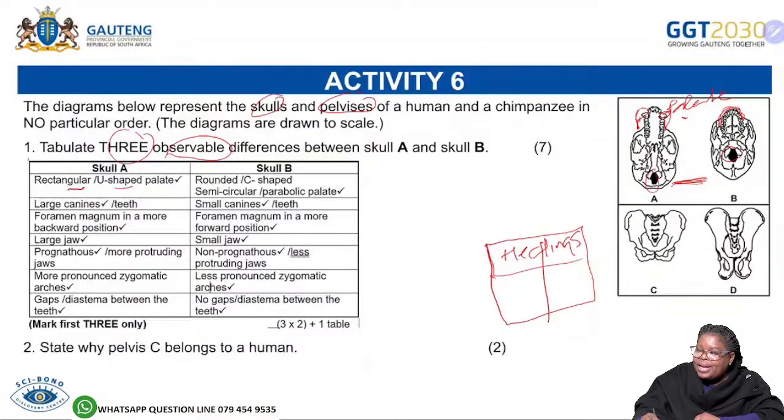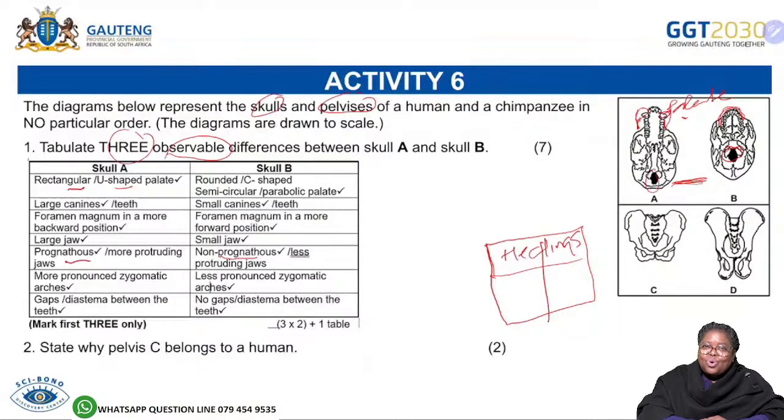Whereas in this one is in a more forward position. Then skull A is prognathous. Remember, slopey. And then more protruding jaws. It has more protruding jaws. And then skull B, it is non-prognathous. It has less protruding jaws, right?